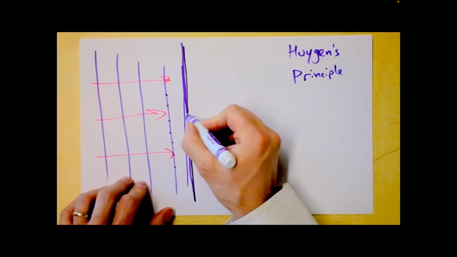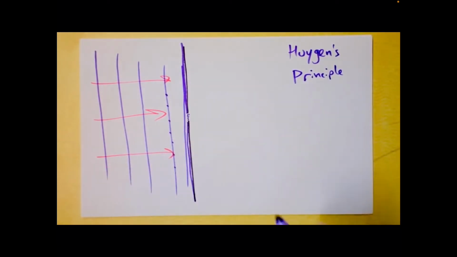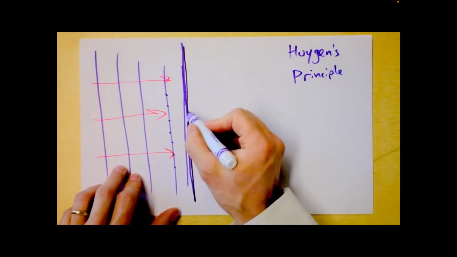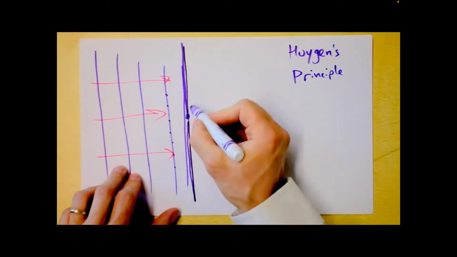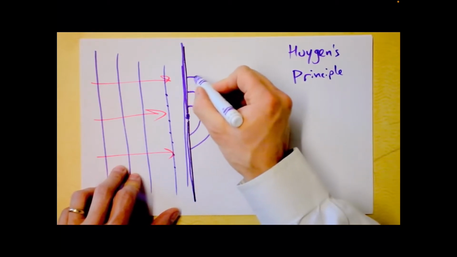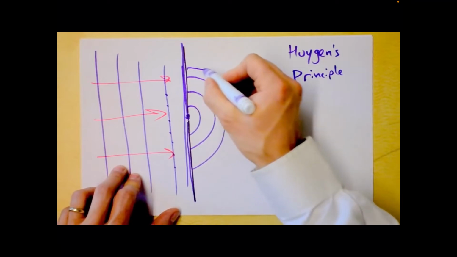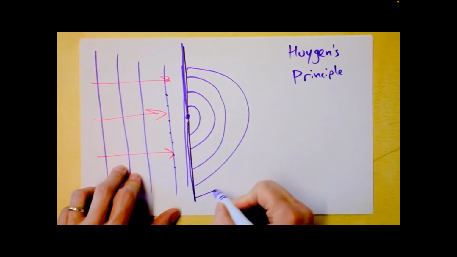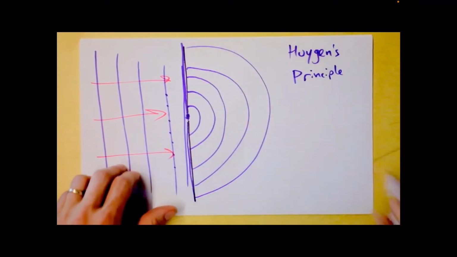These locations right here are very close to each other, and they become locations from which a new wave springs, and that's why sound can bend around a corner. Perhaps you didn't believe that sound can bend around a corner. Perhaps you never believed that sound was a wave. Well, let me prove it to you.